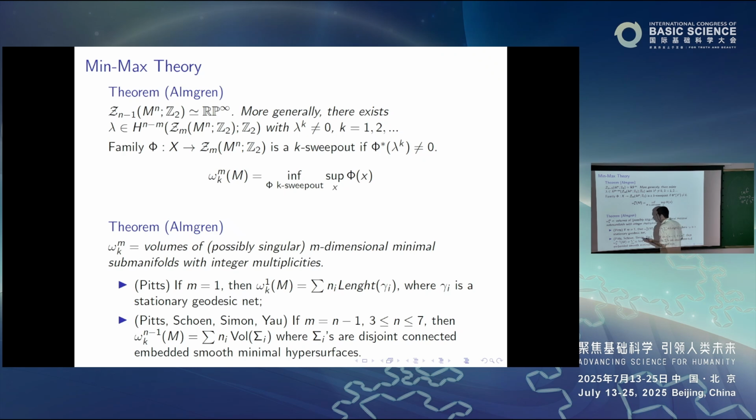Because that's a good question, because you can show that this value is greater than 0. If you didn't know that, then it would give you nothing. That's right. It gives you a proof of existence of a stationary geodesic net without thinking about the topology of the space, but you have to think about the topology of the space of cycles, which was proved by Almgren.